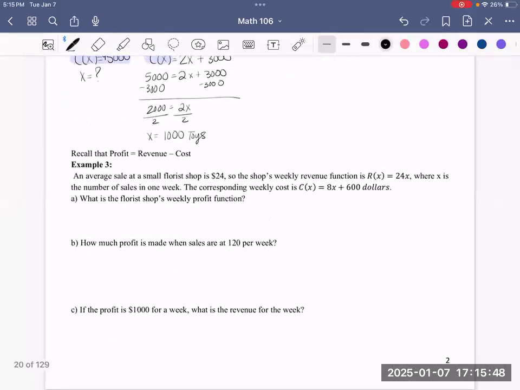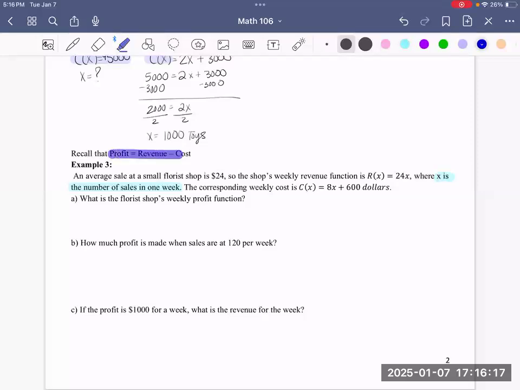So it says an average sale at a small florist shop is $24. So the shop's weekly revenue function is R of x is equal to 24x, where x is the number of sales in 1 week. So again, they're just defining what x is. I think that sentence is always super helpful to get us started. The corresponding weekly cost is C of x is equal to 8x plus $600. What is the florist shop's weekly profit function?